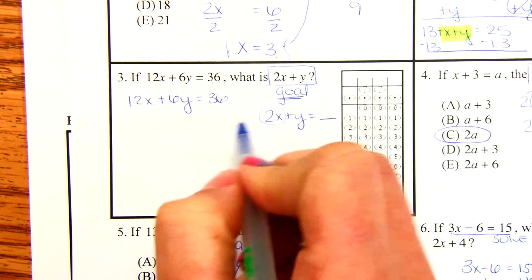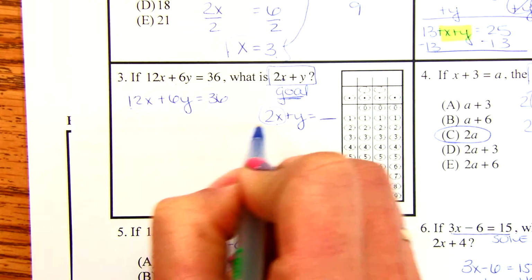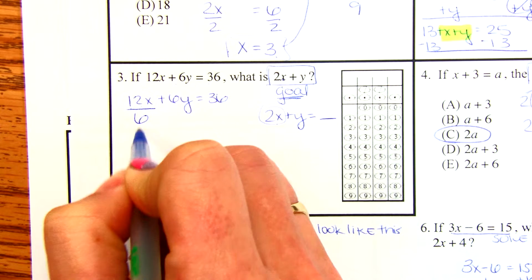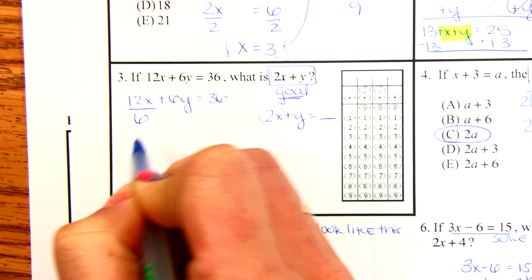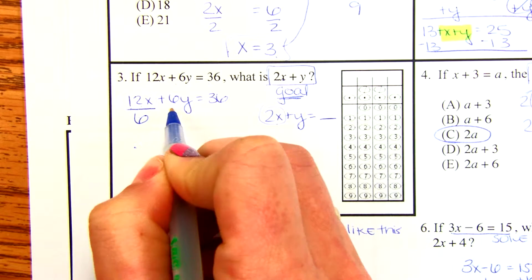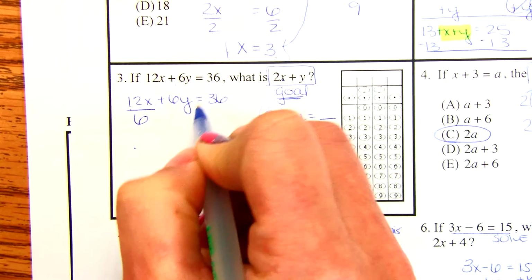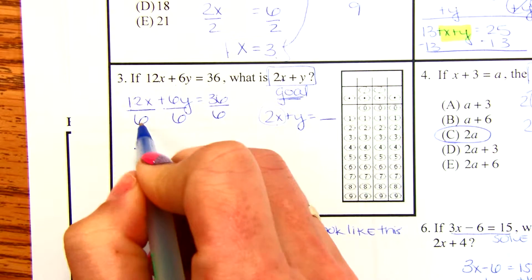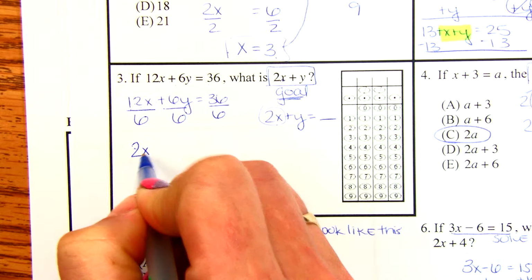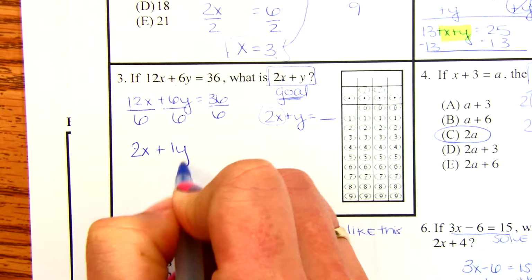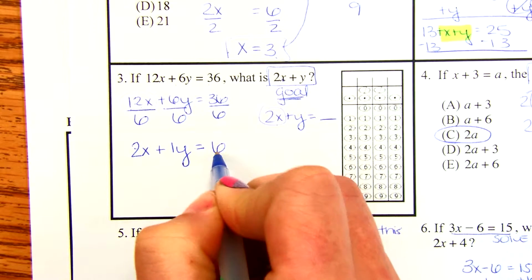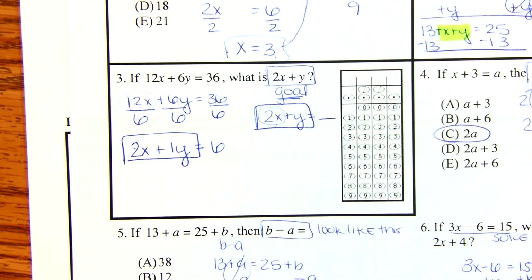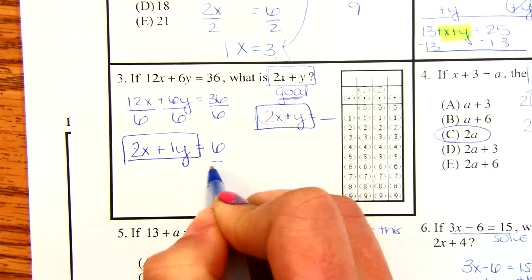There's only one x term, so what I'm automatically thinking about is that if I could divide 12x by, say, 6, I would get 2x. But if I'm going to divide one term by 6, remember, whatever you do to one thing, you do to everything. So really what I'm going to do is divide each and every term by 6. 12 divided by 6 is 2x. 6 divided by 6 is 1y. And 36 divided by 6 is 6. Sure enough, I get 2x plus y. And what does it equal? 6.